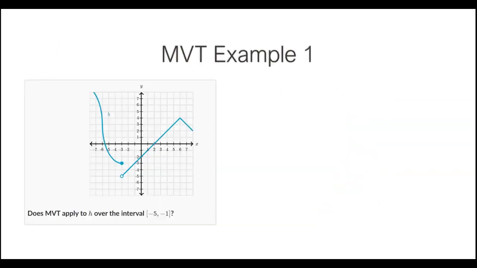So does MVT apply to this example? From -5 to -1. And be very careful, the interval is not the entire graph. Does MVT apply? No, because at x equals -3, which is in that interval, we have a jump discontinuity.